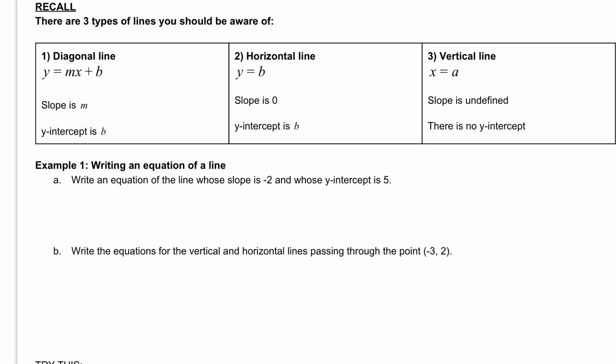In Chapter 5, we're going to be dealing with writing equations of lines. So last chapter we graphed them, now we're going to end up writing the equations. There are three types of lines that you should be aware of that we learned in Chapter 4.